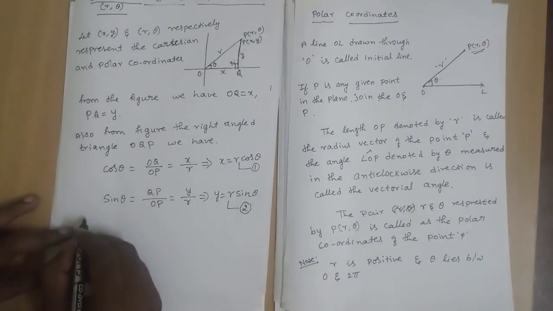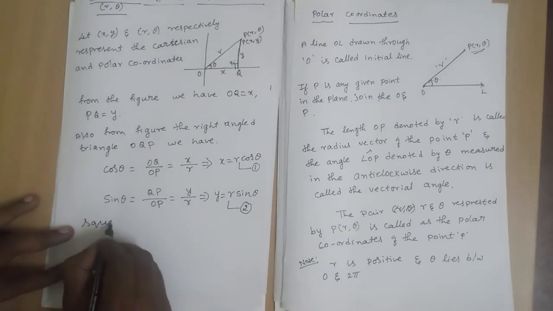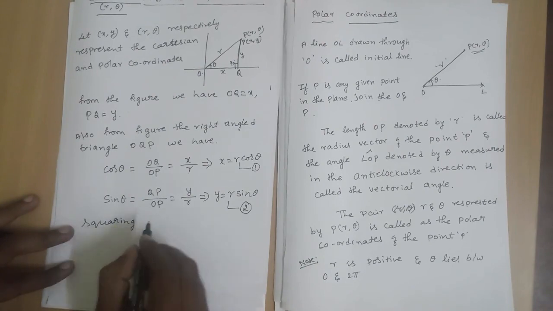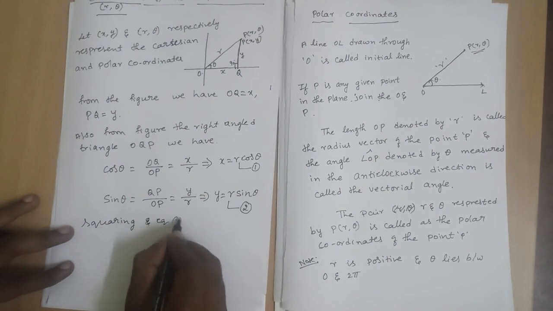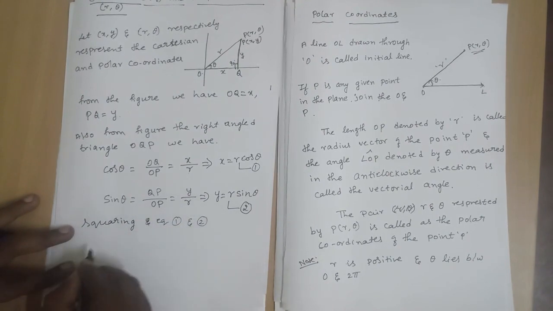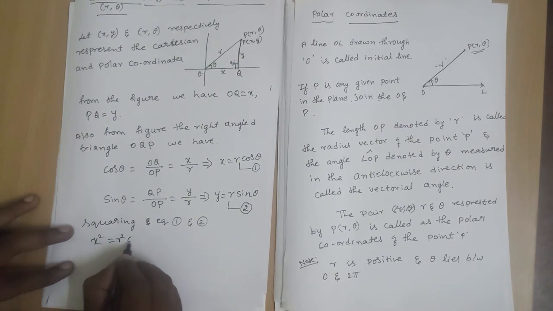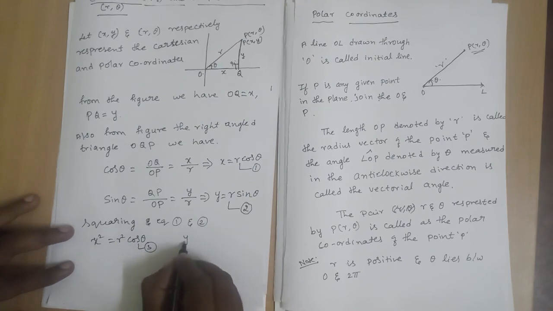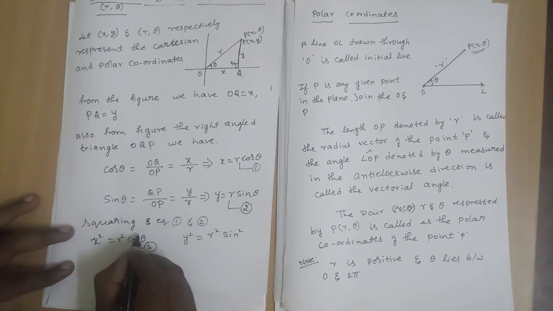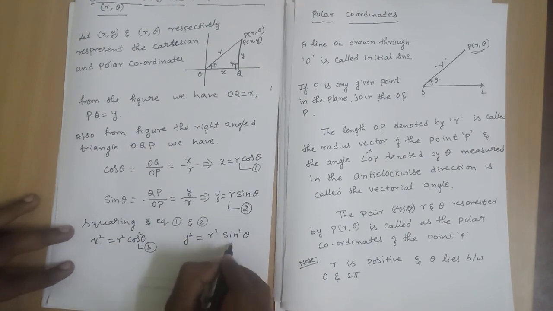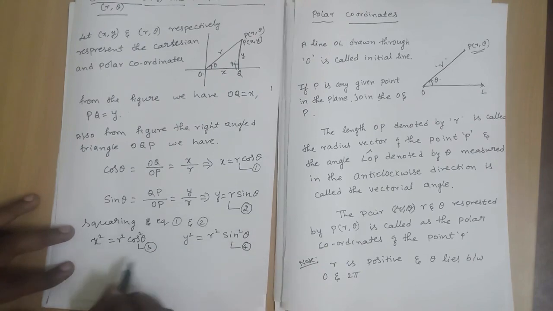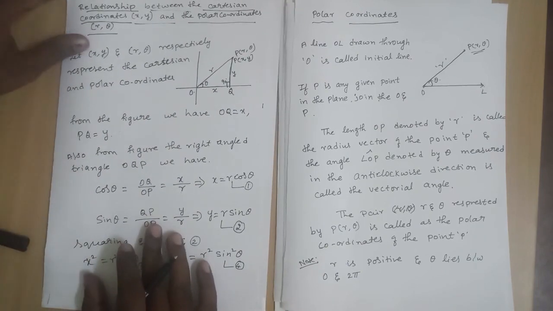Now squaring equations 1 and 2. x square is equal to r square cos square theta, I got this as equation 3. If you square the other one, y square is equal to r square sin square theta, called equation 4. Now add equations 3 and 4.